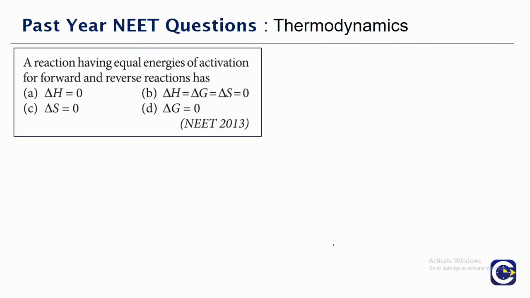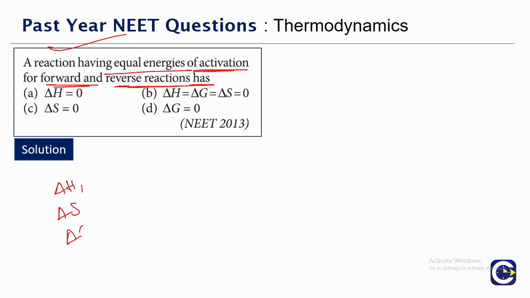Okay, the next question is one that came in NEET 2013. A reaction having equal energies of activation for the forward and reverse reaction has... So what they are talking about is the delta H, the delta S and the delta G values. So we have to comment on what these things are.